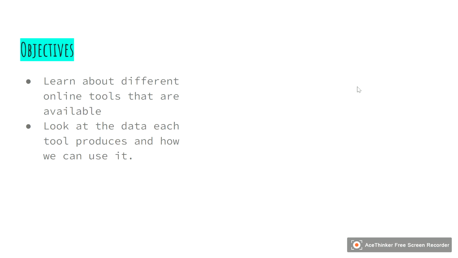So the objectives of this webinar are to learn about different online tools that are available and to look at each one in particular, see how to effectively use it in both the classroom and for the pupils at home, and to look at the data that each produce and how you can use these, because everyone produces slightly different data that you can use in different ways, and some of them are better for some things than others.